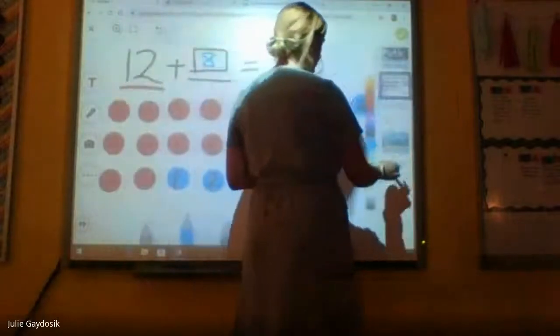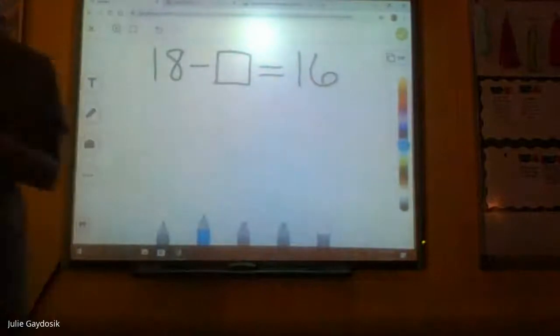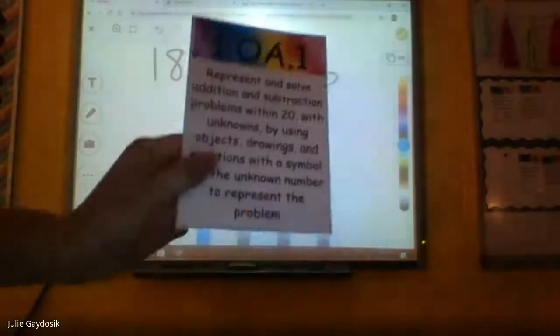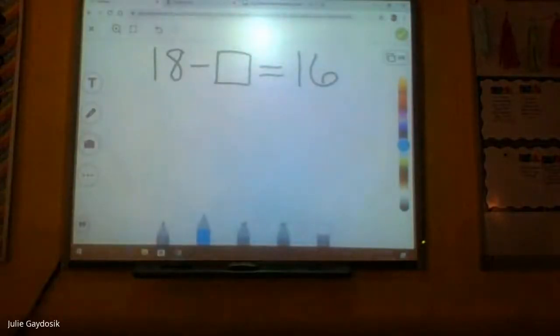Alrighty. So let's go on to the second one. The second one I'd like you to do is 18 minus unknown equals 16. As you can see, the unknown I used was that square. That square, that box, is my symbol for the unknown number, just like in our I can statement. There's a symbol for the unknown number. So 18 minus unknown equals 16.